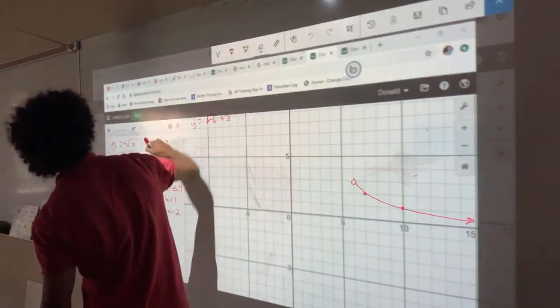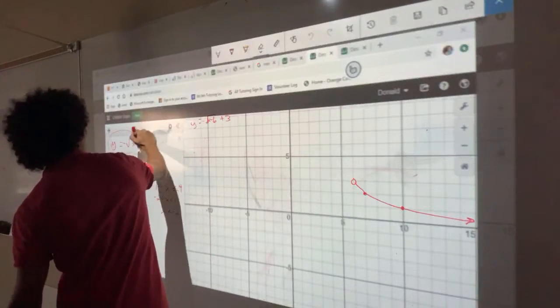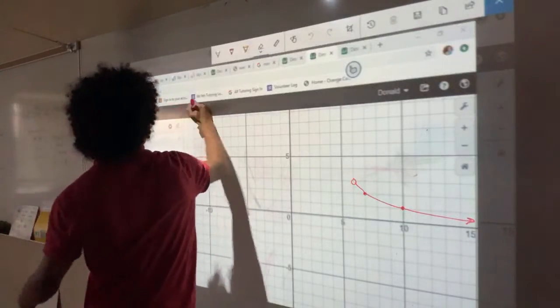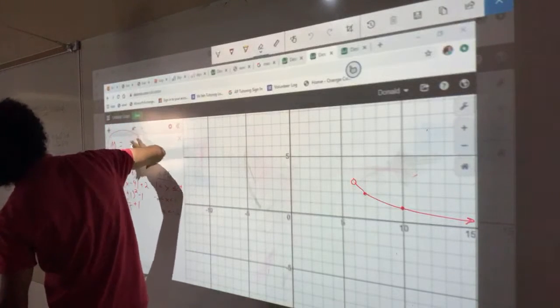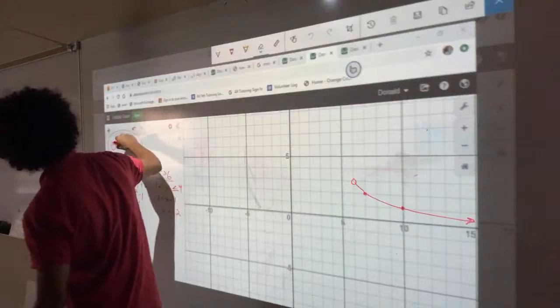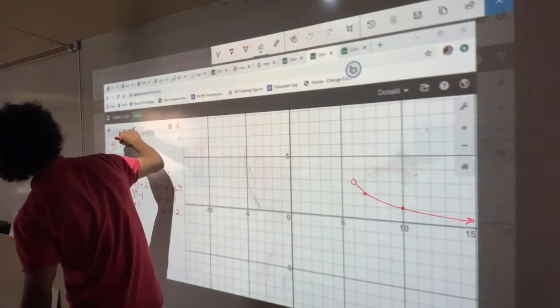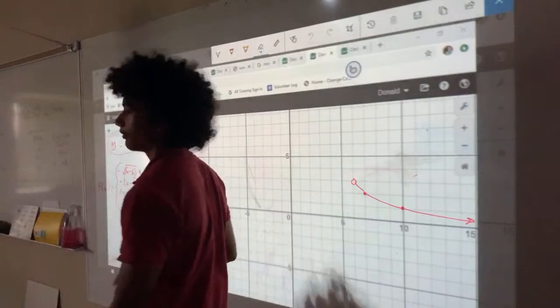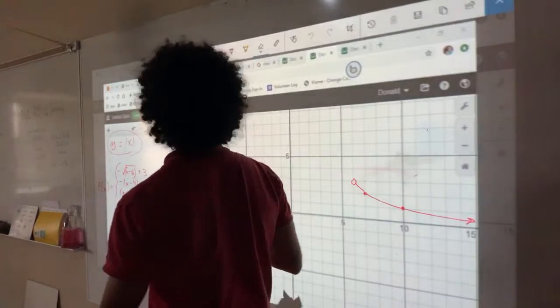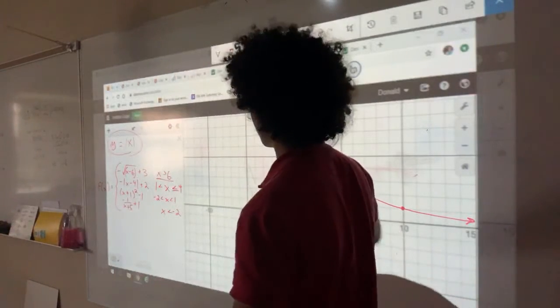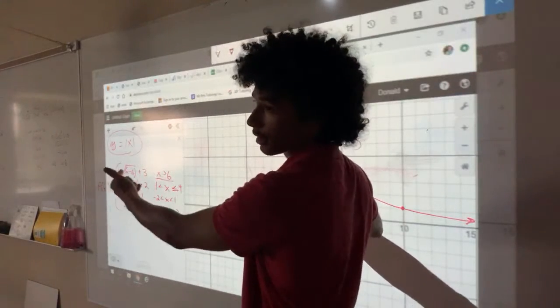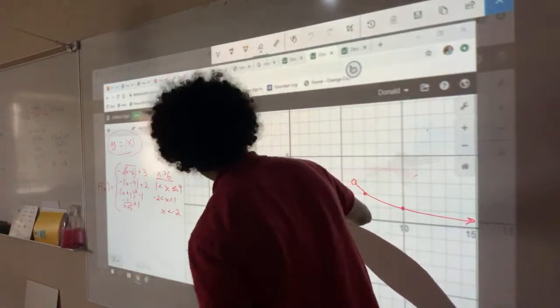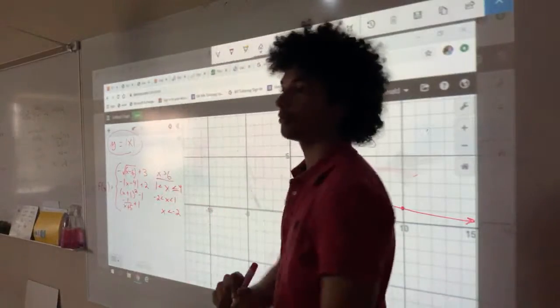All right, now over here, let's go and erase this so that there's not so much stuff. The parent function of this graph would be this, right? So y equals absolute value of x. So if we start at 0, right? If x equals 0, then y is gonna equal 0 because the absolute value of 0 is 0, right? So that'd be our anchor point.